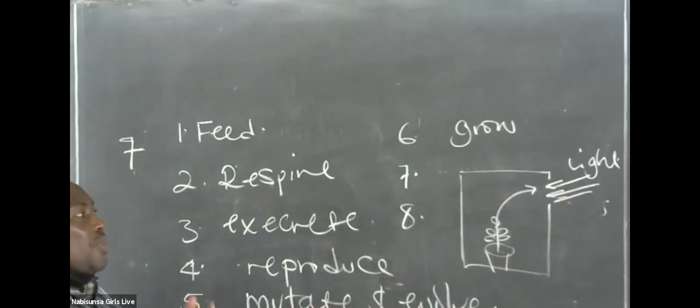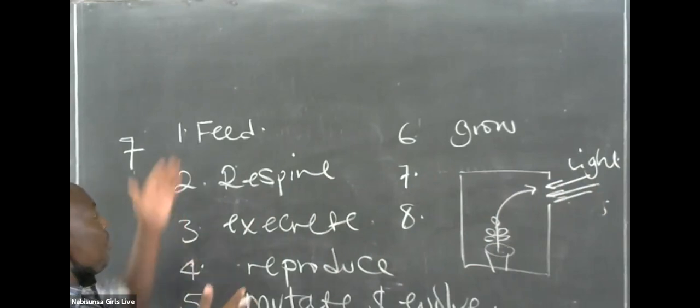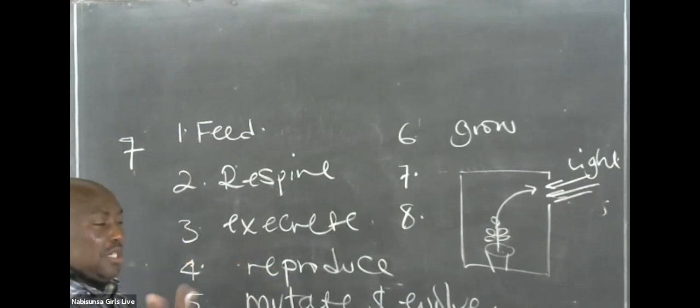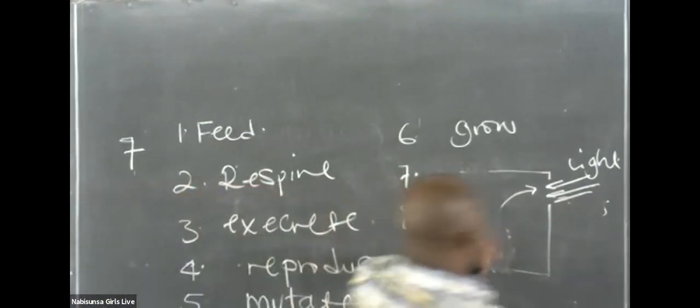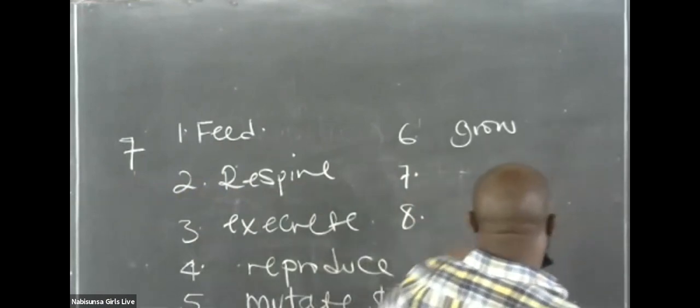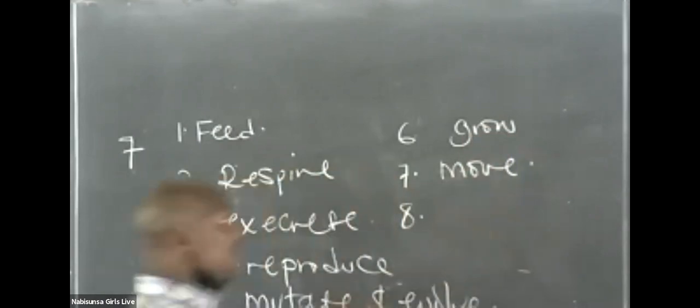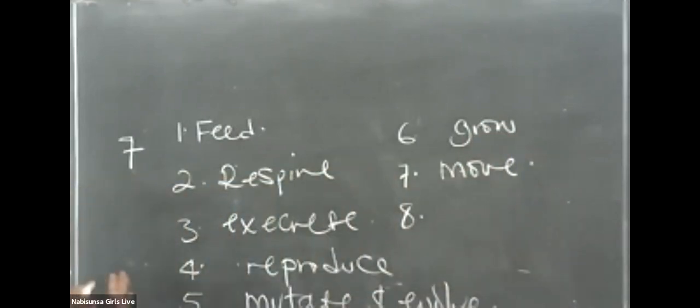That is what we mean by moving. So when we are looking at the characteristics of living things, most of all these characteristics should apply to all living organisms. So in that case, we don't use locomotion. We use living things move instead of using locomotion. All of them are able to move.